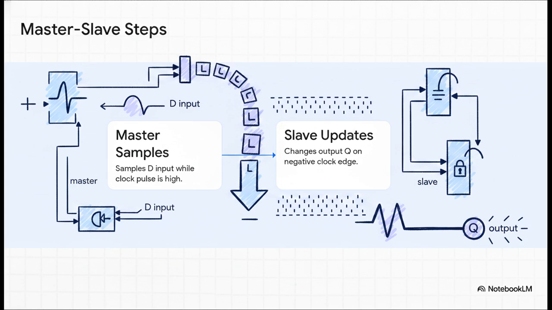Then in step 2, the exact moment the clock drops to its negative edge, the master locks in its data and the slave opens up to pass that data to the final output. This kind of isolation guarantees the output won't accidentally flip while the input is still trying to settle.